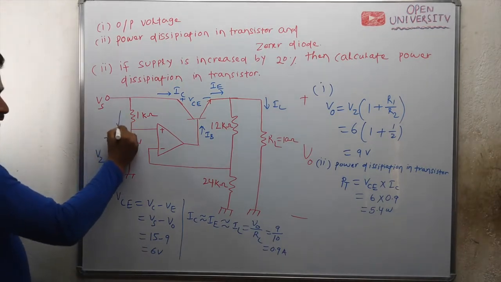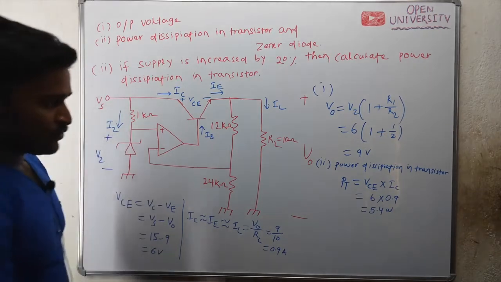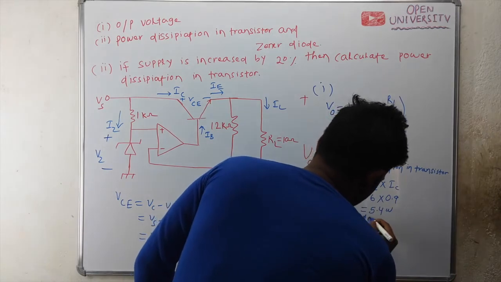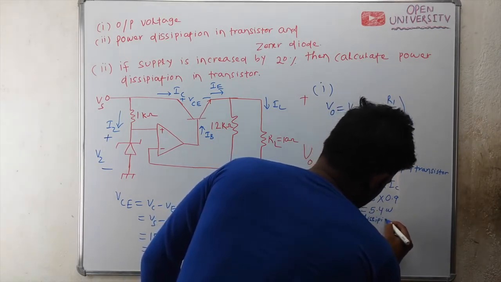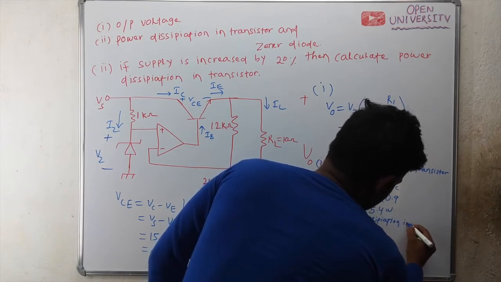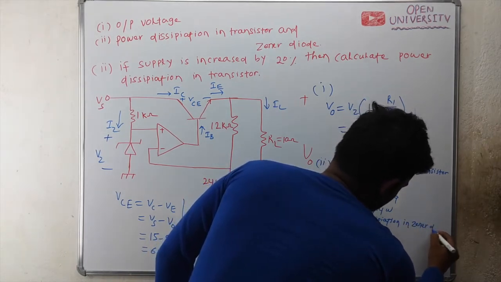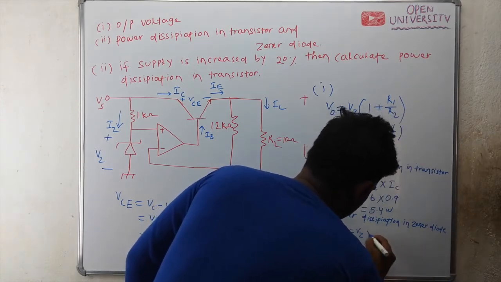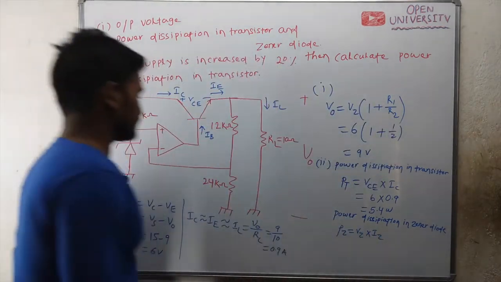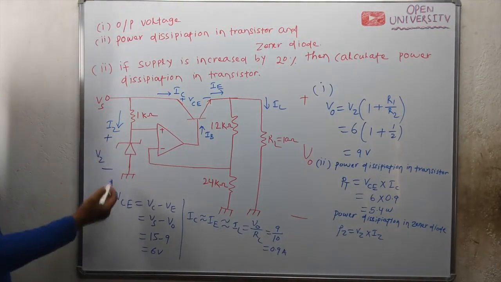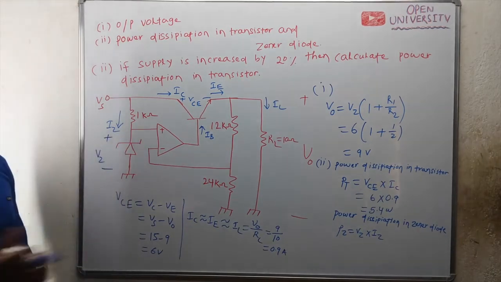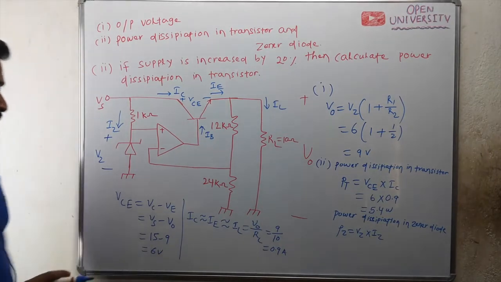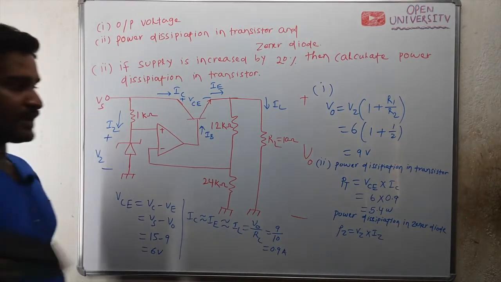What will be the power dissipation through the Zener diode? The current through the Zener diode, let it be IZ. So the power dissipation in the Zener diode, PZ, will be equal to Vz into Iz, the voltage across the Zener diode into Iz. Vz is 6 volt, the given Zener breakdown voltage. How to get the value of Iz?